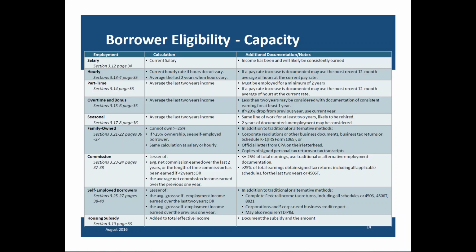Now I want to jump back up to commission. Commission, if it is less than or equal to 25% of total earnings, we're going to use traditional. We're going to need 30 days of pay stubs and a verification of employment. If it's greater, we're going to look at total earnings. We're going to obtain signed tax returns and include all applicable schedules for the last 2 years, or 4506T.